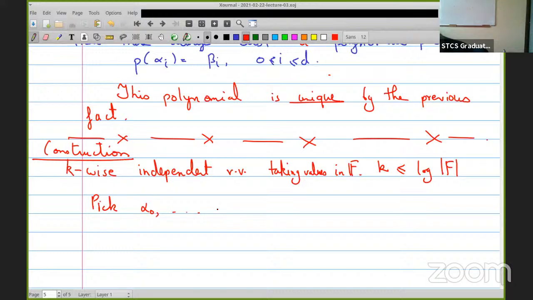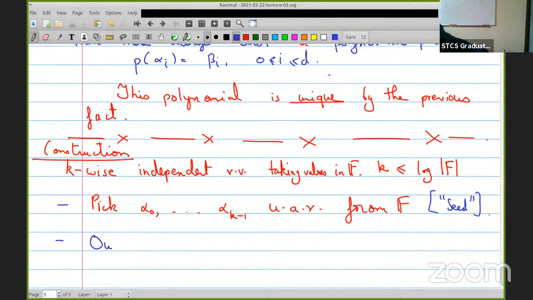alpha 0 up till alpha k minus 1, again uniformly at random, just like before. So this is a seed. They need not be distinct, just k elements alpha 0 to alpha k minus 1 chosen uniformly at random. So this is the seed. And now what are my values? Now the outside observer, what I'm going to produce is size of F many elements.